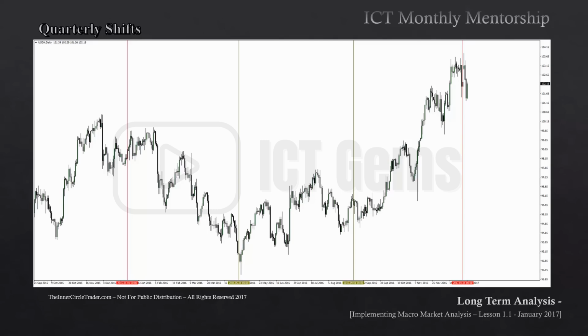I want you to see how the market does in fact give us a very good macro view of the marketplace, where it gives us framework and structure to work within, so that way we can trade on one side of the marketplace and focus primarily there.